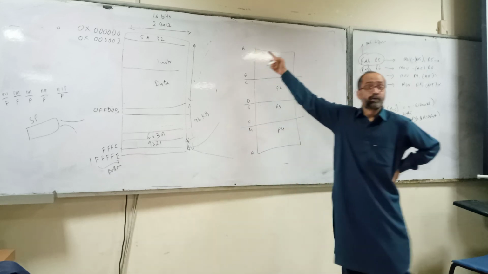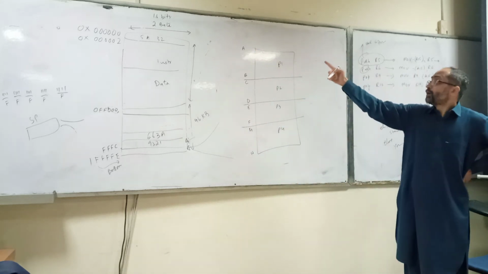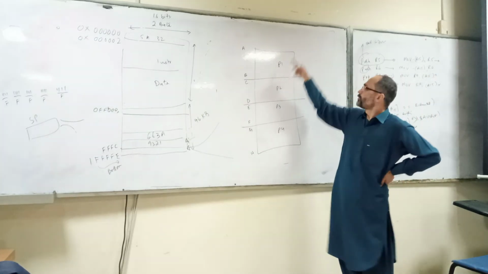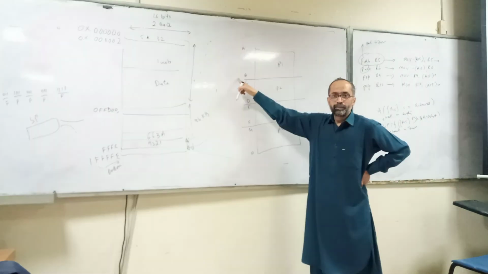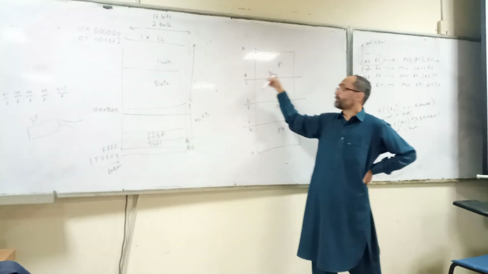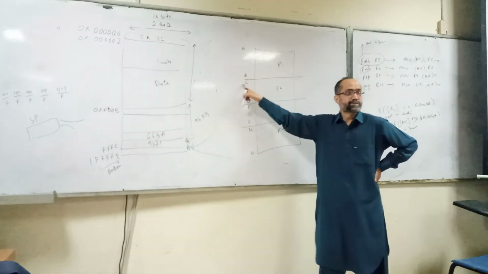What is A? A is the base address of program P1. What is B? The bottom address of program P1. And then the base address for program P2.